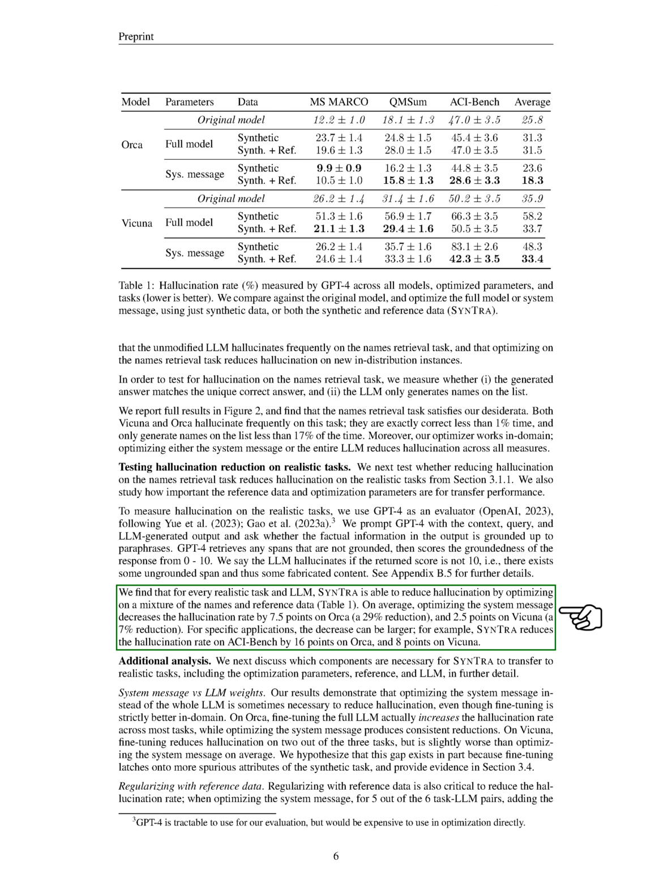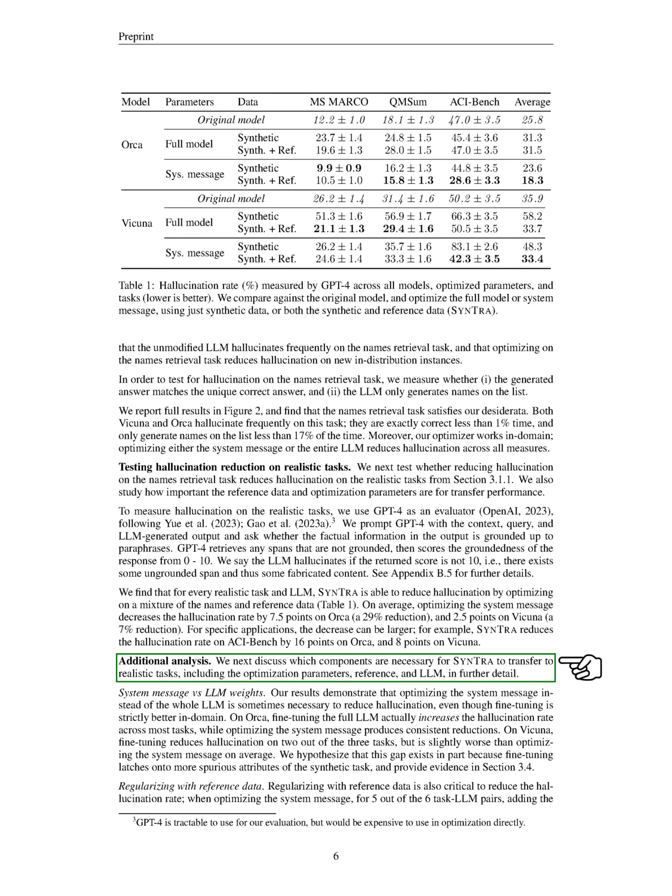We find that for every realistic task and language model, SYNTRA is able to reduce hallucination by optimizing on a mixture of the names and reference data. On average, optimizing the system message decreases the hallucination rate by 7.5 points on Orca, a 29% reduction, and 2.5 points on Vicuña, a 7% reduction. We also discuss which components are necessary for SYNTRA to transfer to realistic tasks, including the optimization parameters, reference, and language model.